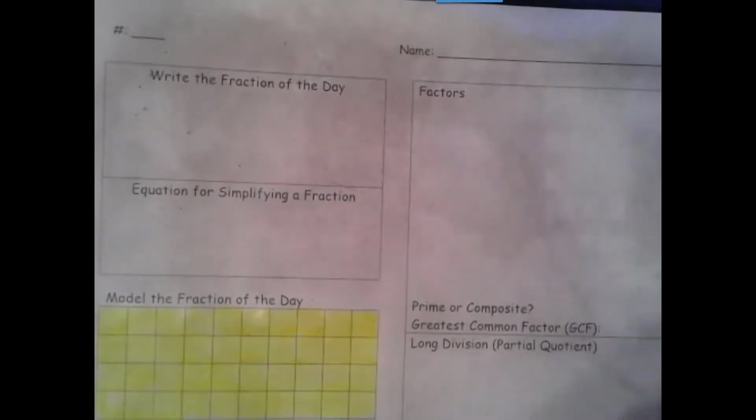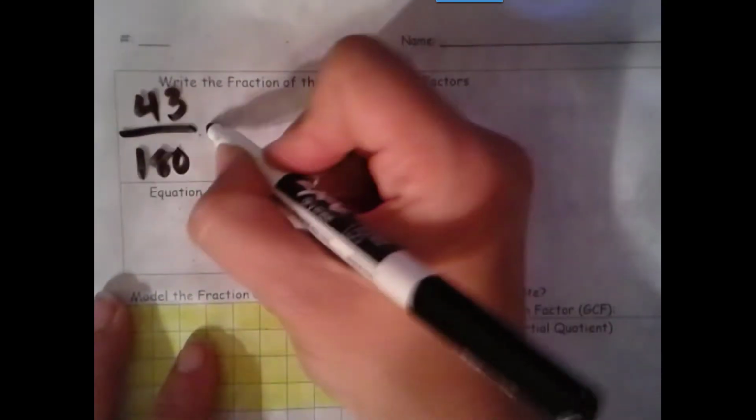Let's get that day filled in. Get our beginning fraction down. We have 180 total school days, and we are in day 43.